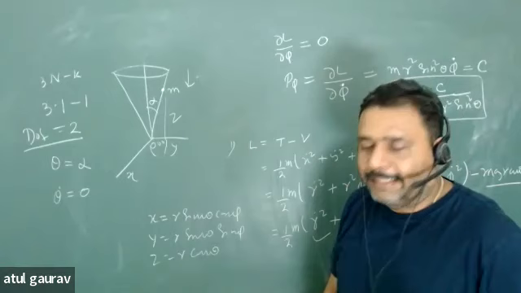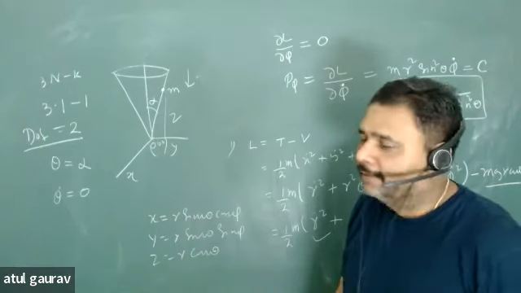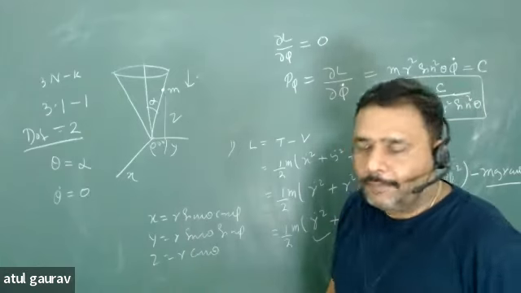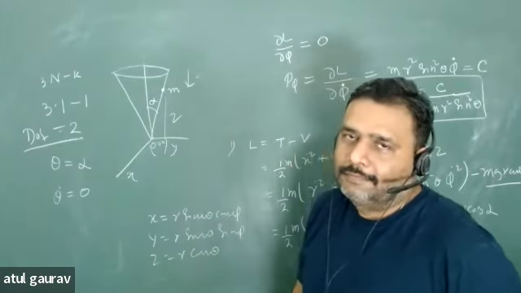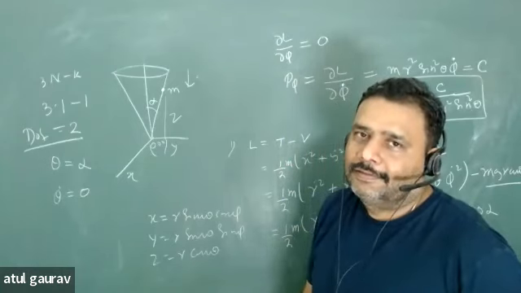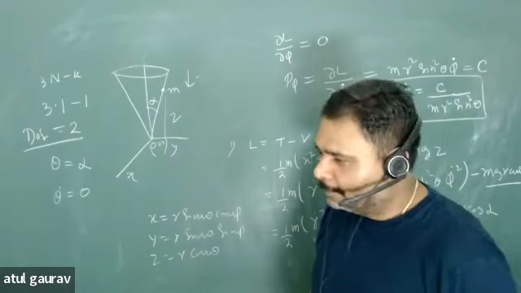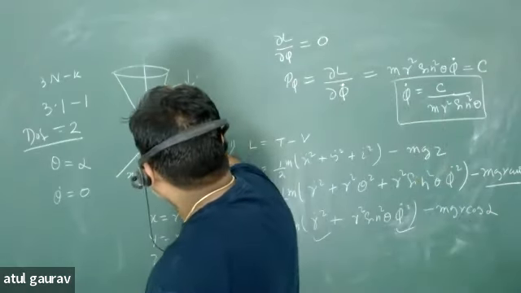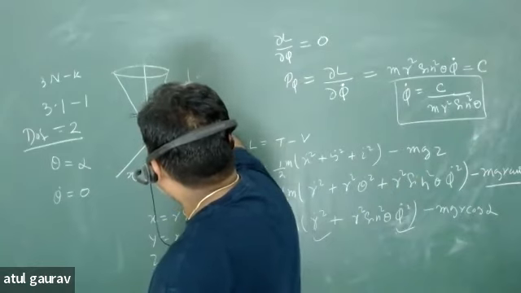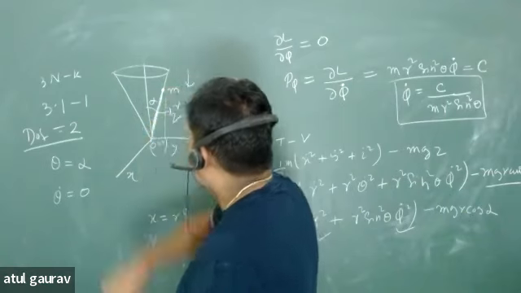स्फेरिकल पोलर कोऑर्डिनेट में है. What is r in spherical polar coordinate? बताओ. ओरिजिन से पार्टिकल की डिस्टेंस. Very good. Origin से particle की distance. This is your r, isn't it? This is your r. है ना?